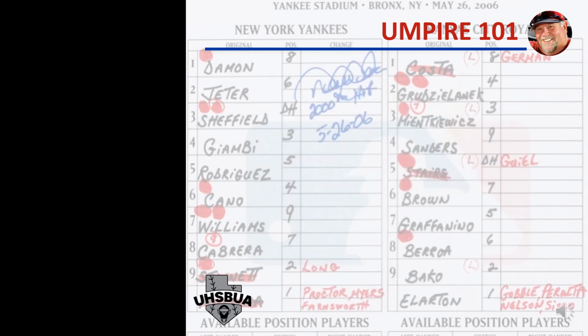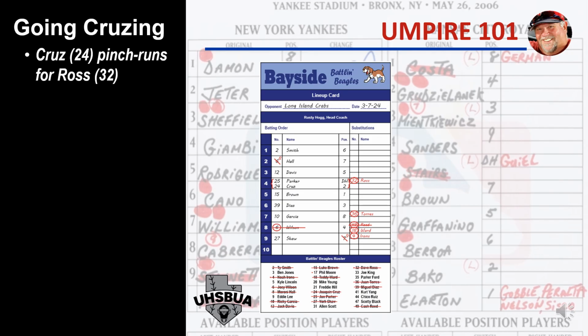Suppose that, after replacing Parker as the designated hitter, Ross gets a base hit. Coach Hogg immediately opts to replace him with number 24, Cruz, as a pinch runner.